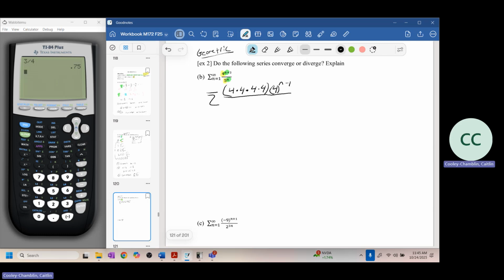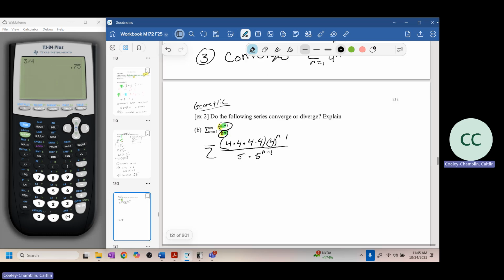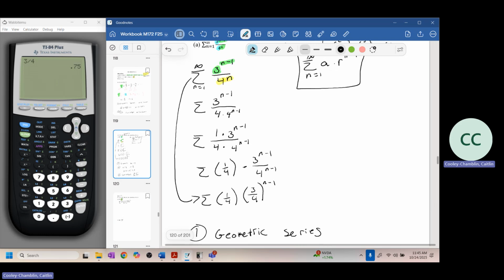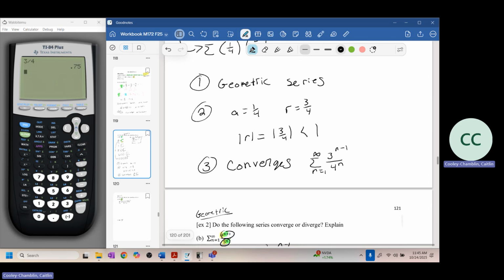So we had to remove four of the 4s to get this to be n minus 1. And on the bottom, we have 5 to the n. So if I pluck out a 5, what's left over is 5 to the n minus 1. Again, I'm doing a lot more in one step. If you need to do it piece by piece, do it piece by piece.